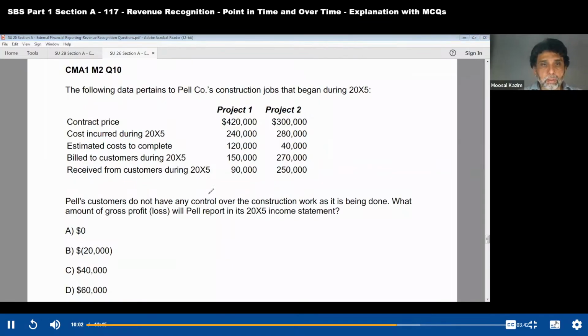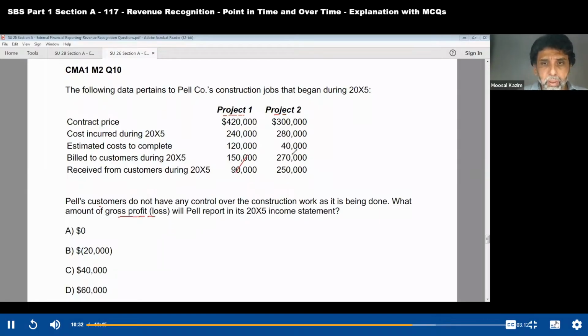So in this question, if you see carefully, it's very similar to the question we have done. The data is similar. Things like something has changed, like from home one to project one and project two. Otherwise, the figures are the same. Okay, one more thing I forgot to tell you. The amounts billed to customers and received from customers are totally irrelevant to recognize profit. I had explained that in my previous video as well.